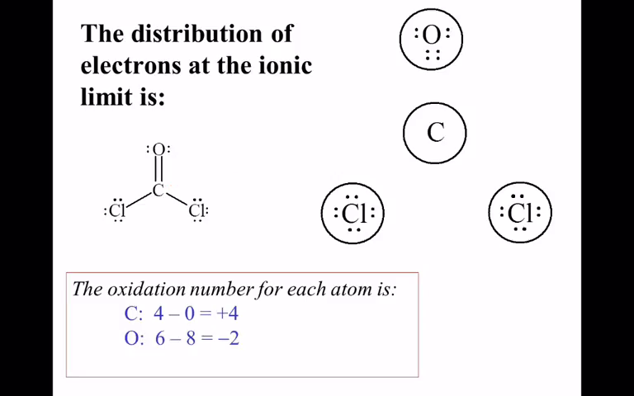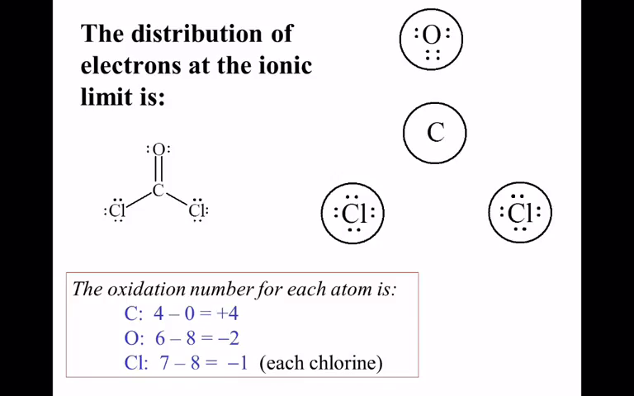What are we going to do next? Oxygen. It's 6A, so that's the number of valence electrons. In this situation, we came up with 8 electrons at the ionic limit. So 6 minus 8 is minus 2, so we would put an oxidation number for the oxygen as minus 2. Now the chlorines, they are 7A. So we put 7 minus the number of electrons at the ionic limit, which is 8. So 7 minus 8 is minus 1.